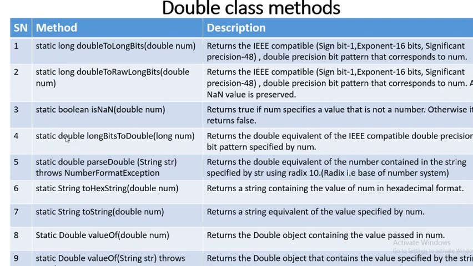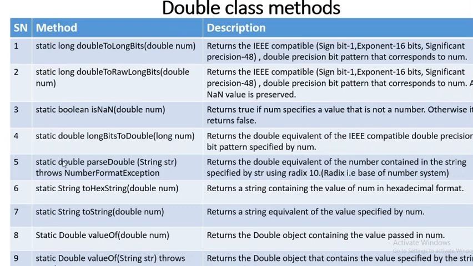Next, fourth is return type is double, longBitsToDouble. As an argument, you will have here one long number. So this long number will be converted into double. This double equivalent, and return value will be double. So it returns the double equivalent of the IEEE compatible double precision bit pattern specified by number.